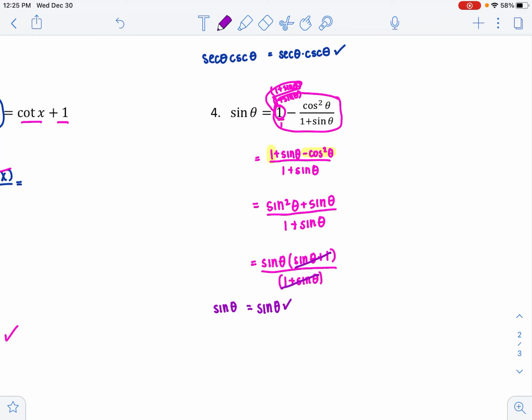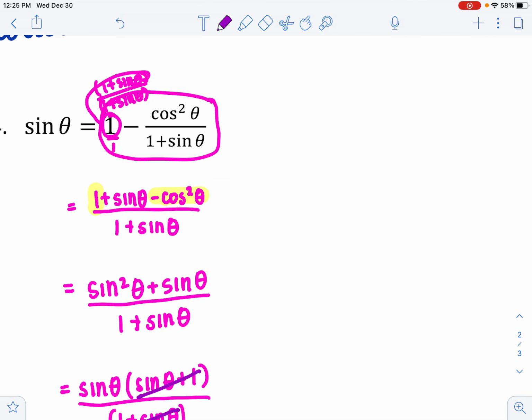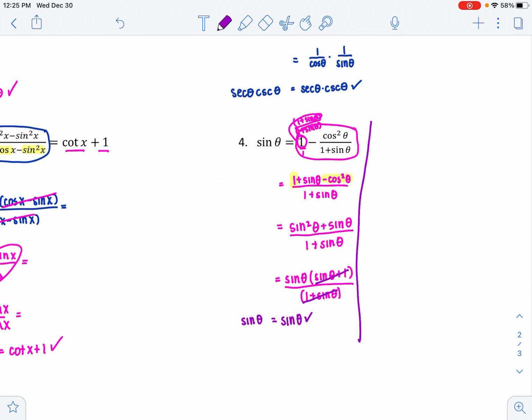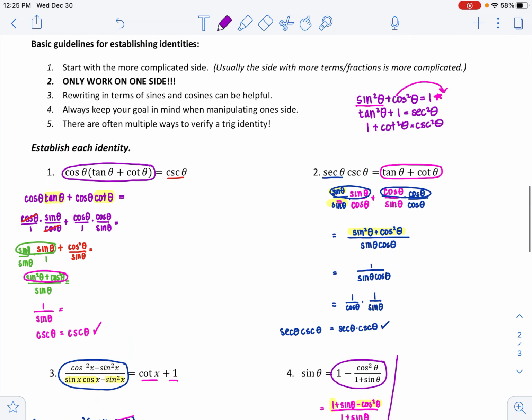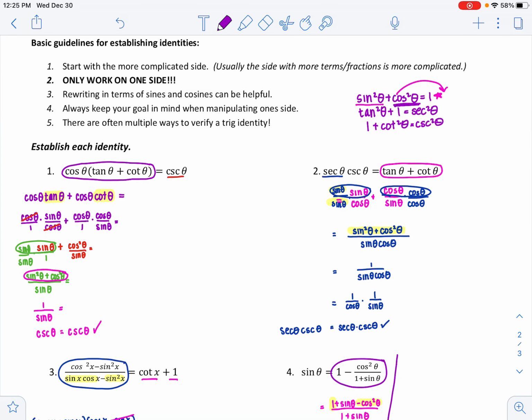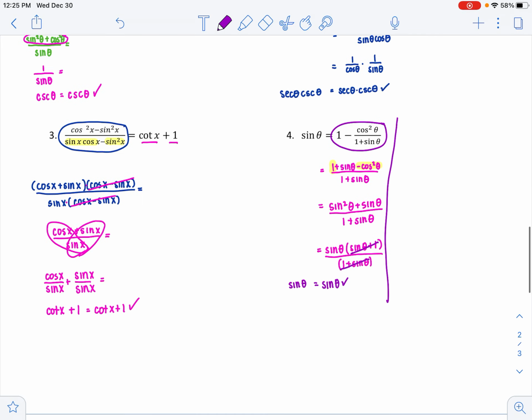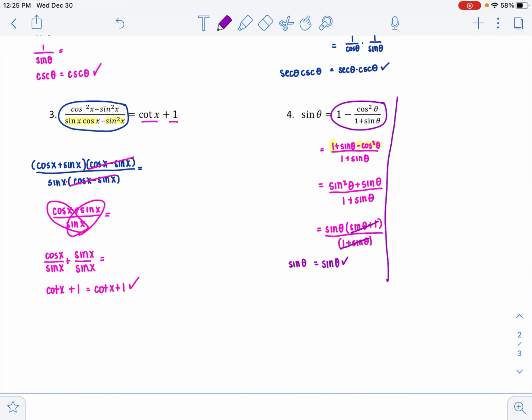Now I'm going to show you another way because different people see different things. All right, so here's another way, then I'll show you a third way. Why not? Let's make these notes extra long. Another way that people could have started this is still start with this side. And you could have said, I see a cosine squared in my numerator. What can I replace cosine squared with? Cosine squared is the same thing as 1 minus sine squared. So I have equals 1 minus, and then I can replace that with 1 minus sine squared of theta over 1 plus sine of theta.